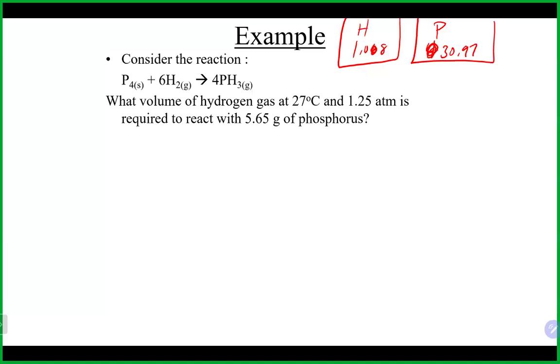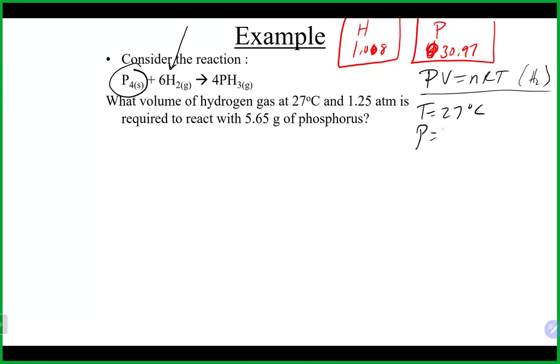Okay, so let's take a look. Again, I got a stoichiometry problem here. We're really given grams of phosphorus here, and we are eventually interested, though, in our hydrogen, which is a gas. So again, if we think about PV equals nRT for hydrogen, we do know that the temperature is 27 degrees Celsius. We have a pressure of 1.25 atmospheres. Remember, we always have R available to us. And again, we are looking for the volume.